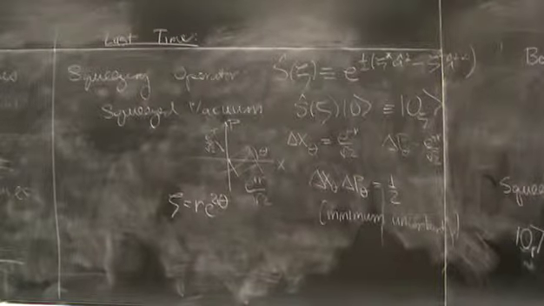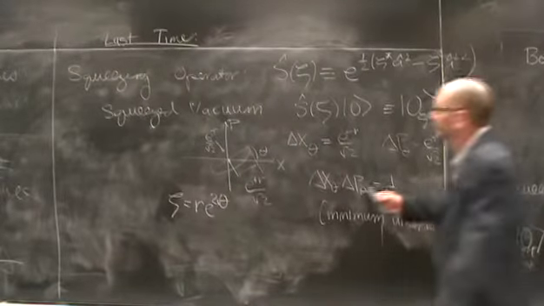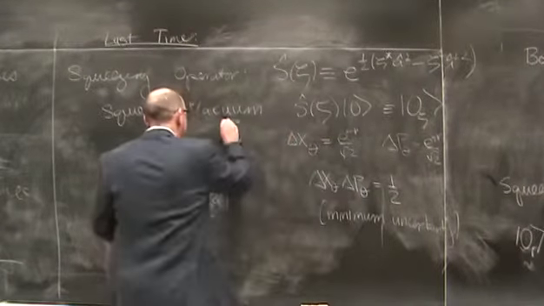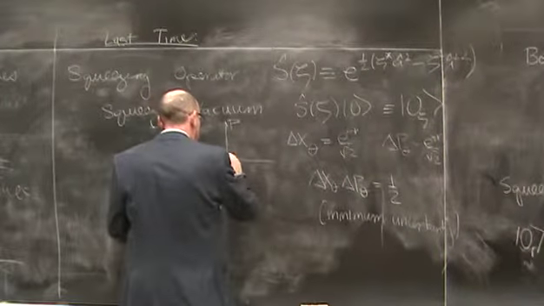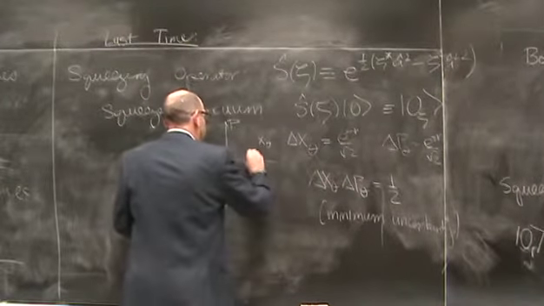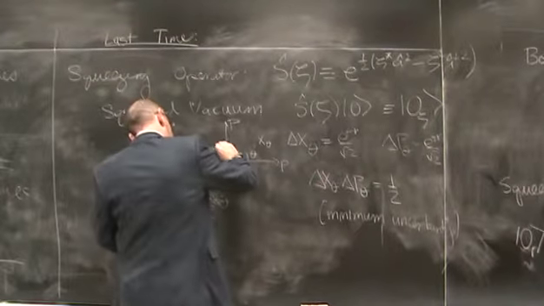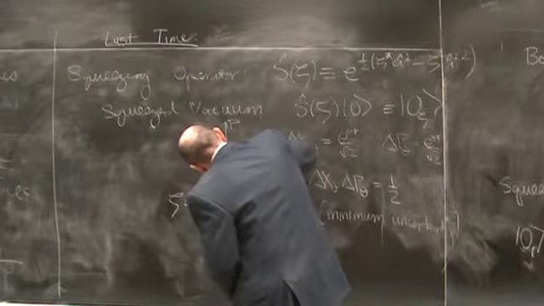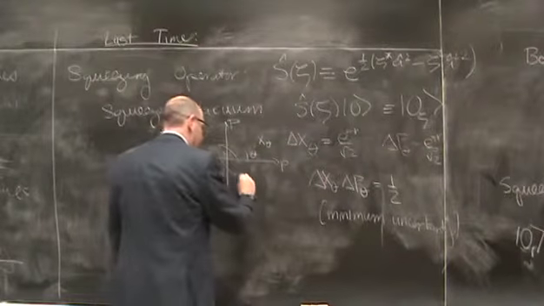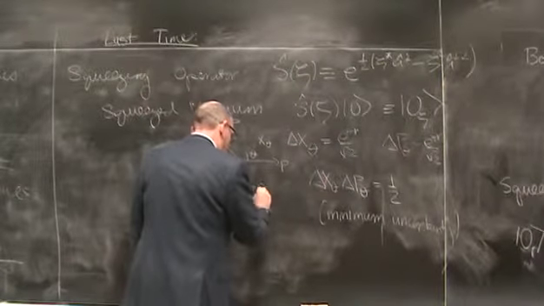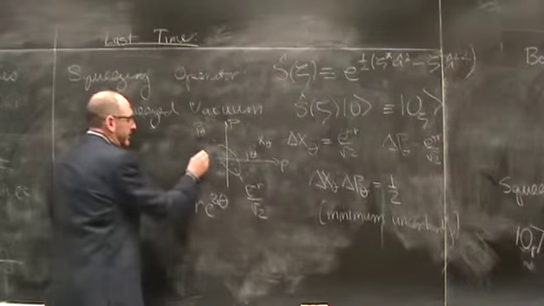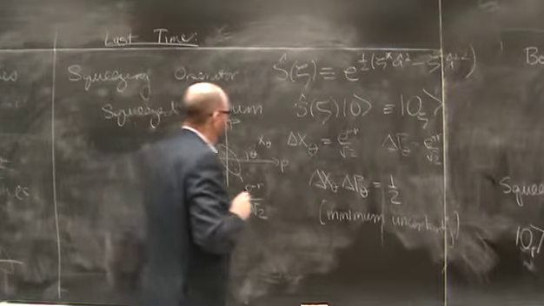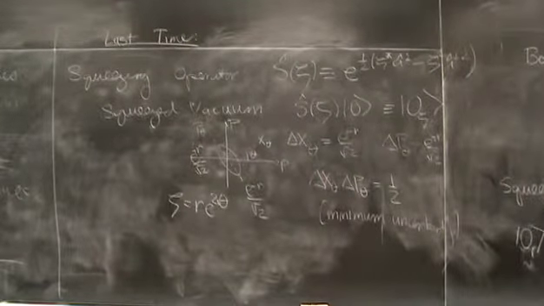Actually, this is drawn backwards. Sorry. Let me try that again. So here's the X quadrature, and this is the X quadrature, the P quadrature, and this is that state. So it's reduced uncertainty along the X quadrature and increased uncertainty along the P quadrature with respect to that theta.